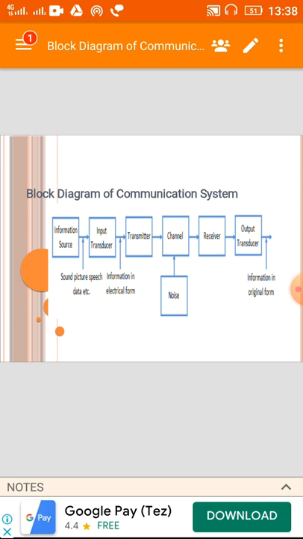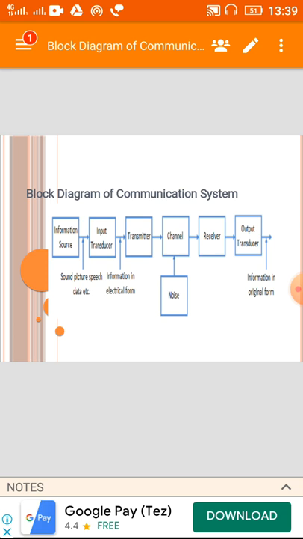Second block is an input transducer. An input transducer is a device which converts one form of energy into another form. The message from the information source may or may not be electrical in nature. When the message produced by the information source is not electrical in nature, a transducer is used to convert it into a time varying electrical signal.